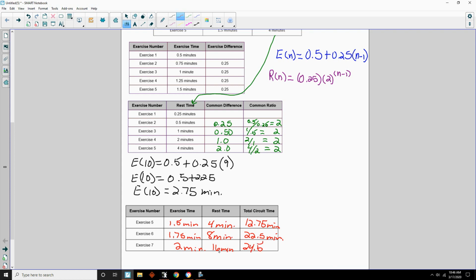And then we need 16 minutes of rest, but the exercise is done here and it's less than 30 minutes. So it didn't say that we had to rest before the bell rang. We could rest on our way to our next class. So the answer to this question is we could do 7 exercises in 30 minutes.